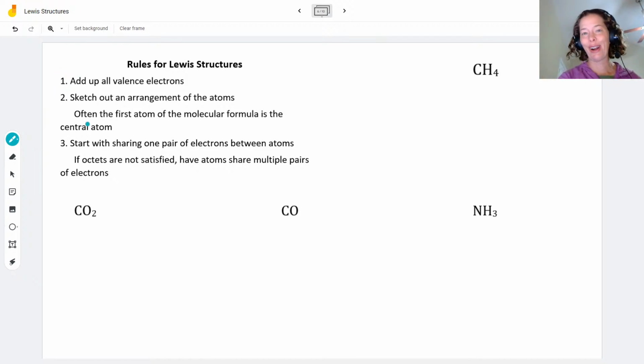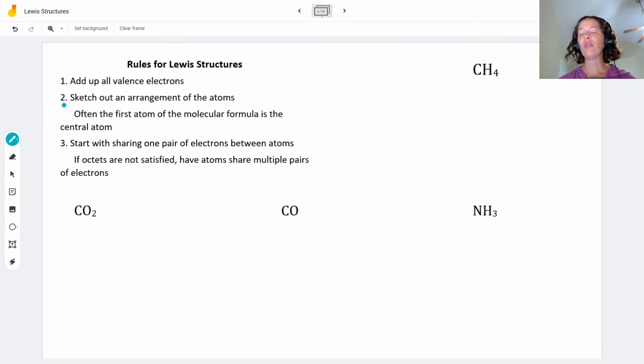This is why I started with counting up valence electrons, because for the molecules, my first step is adding up all my valence electrons of all the atoms in the molecule. My second step is I'm going to take my best guess as to what the structure of this molecule may be. So really, when I do this, I identify what the central atom is.